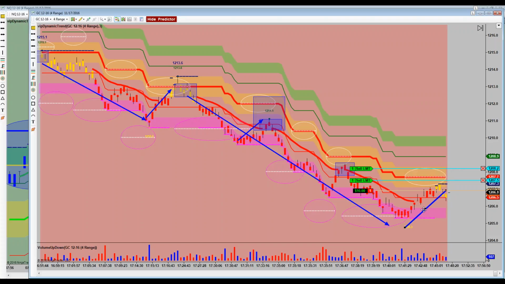Depending on where you drew the line, you'd be filled short too. Now, notice how I'm not putting in targets and stops just yet. I'm not putting targets and stops in yet because it hasn't moved much in our favor.